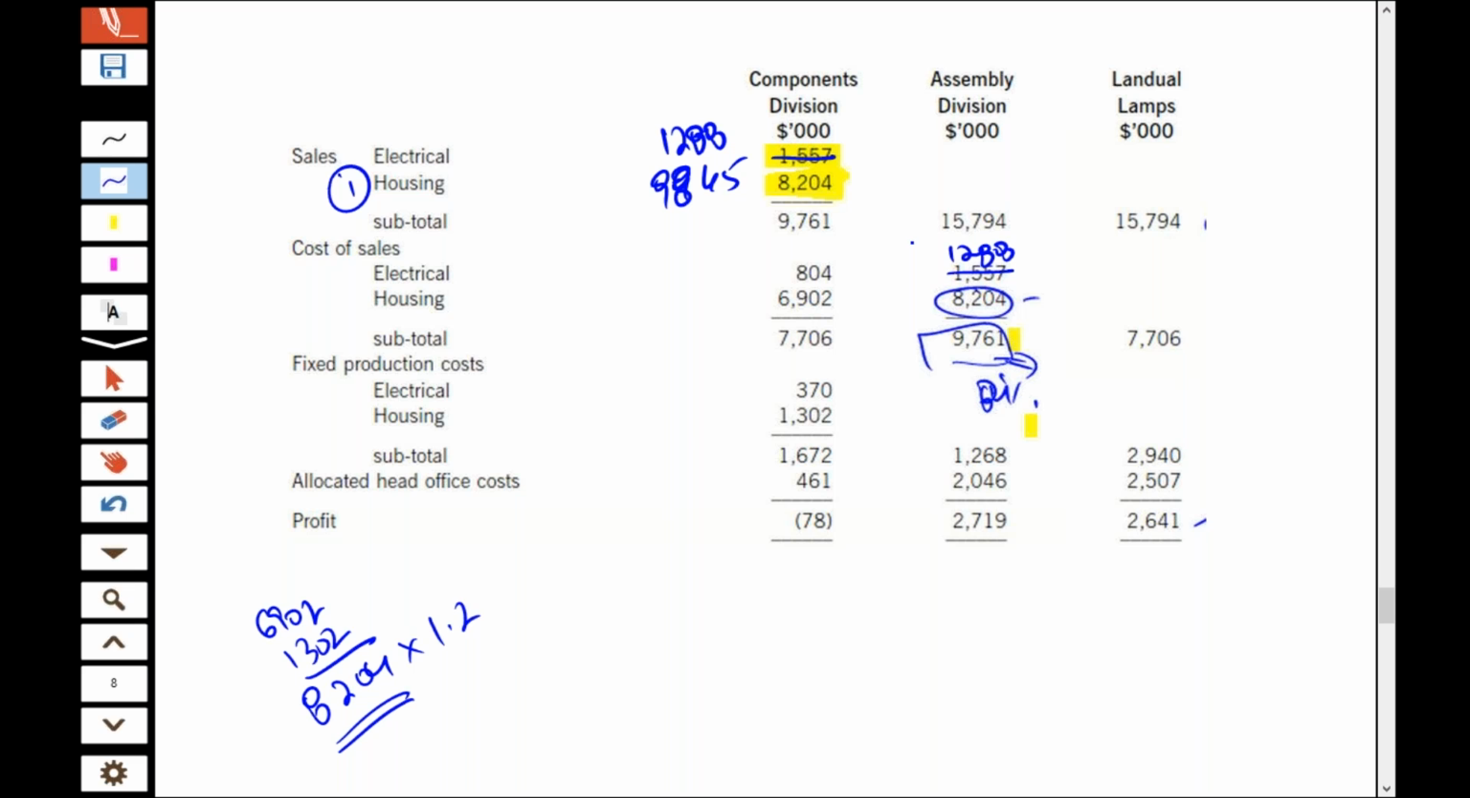So hence what happens is 1288 plus 9845 gives you 11133. This remains 804. This remains 6902. This remains 370. This remains 1302. What actually happens is you have got 11133 minus 804 minus 6902 minus 370 minus 1302 makes it 1755. Then the allocated overheads, which is 461.